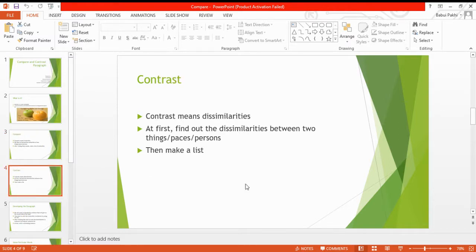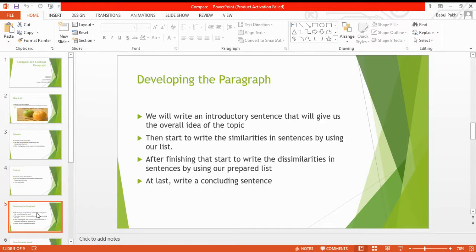Then what is contrast? Contrast means dissimilarities. As with similarities, we have to find the dissimilarities between those two persons, things or places. Then again make a list of those dissimilarities. Then how can you develop the paragraph?